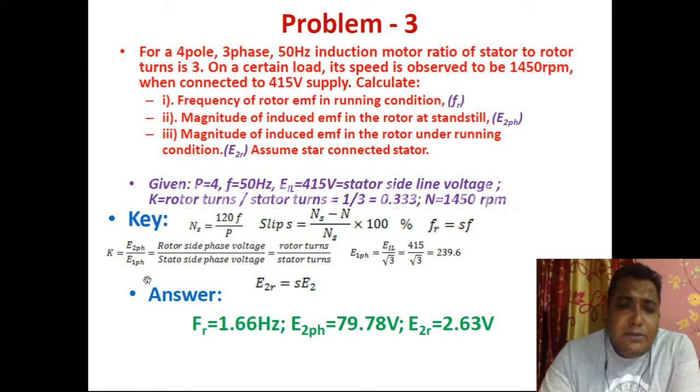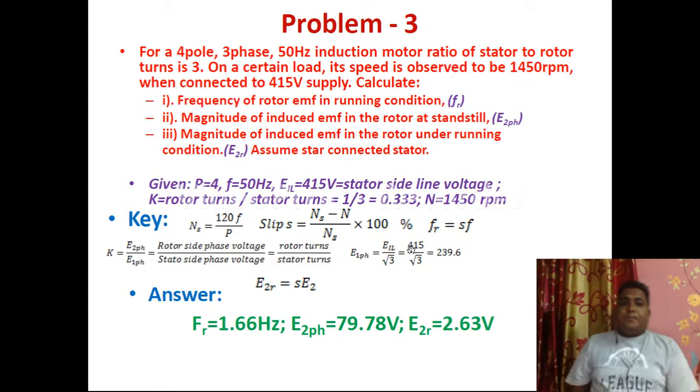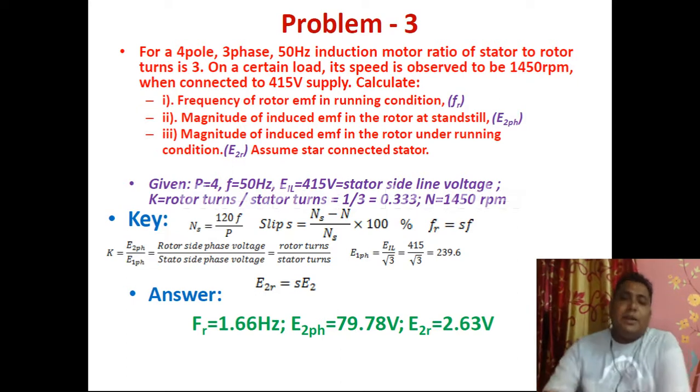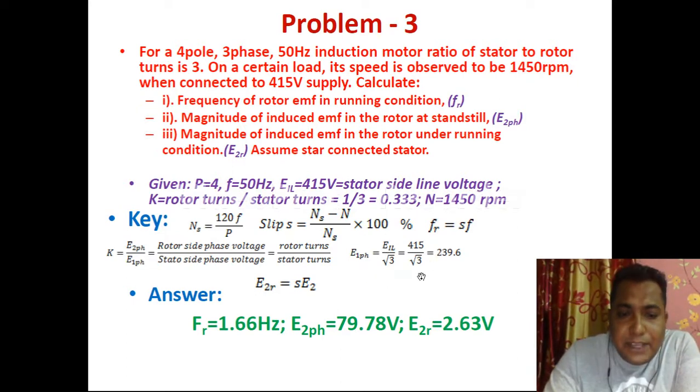Now see, we have just placed the value. So stator side per phase voltage is equal to line voltage divided by root 3. Here the line voltage in the problem is given as 415, so 415 by root 3, because we are converting the line voltage into phase voltage. We know the relation VL is equal to root 3 of V phase, so V phase is equal to VL by root 3. That equation we have used to find the phase voltages.